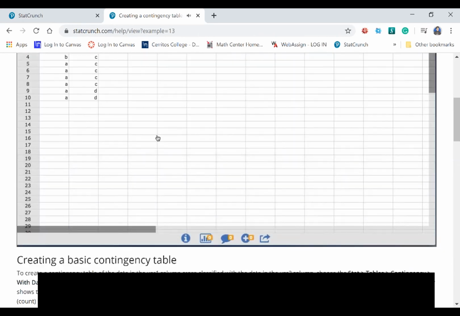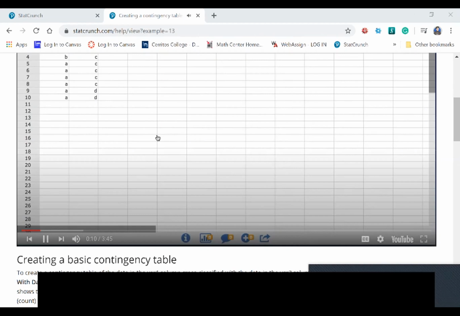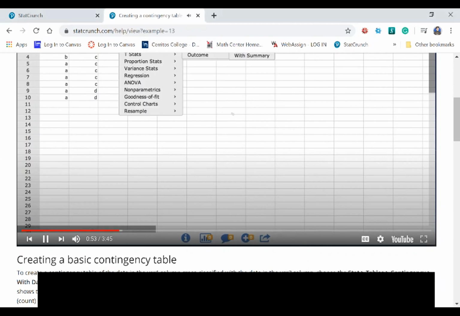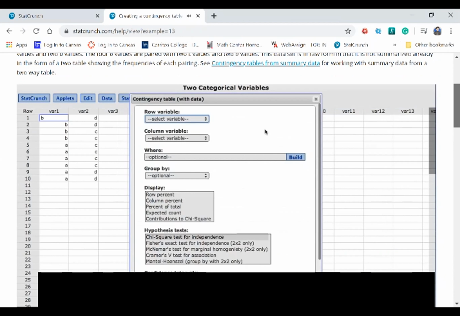In this video, you will learn to create contingency tables using StatCrunch. The data set I am using is called 2 categorical variables. This is just a toy data with data. Okay, here we go.